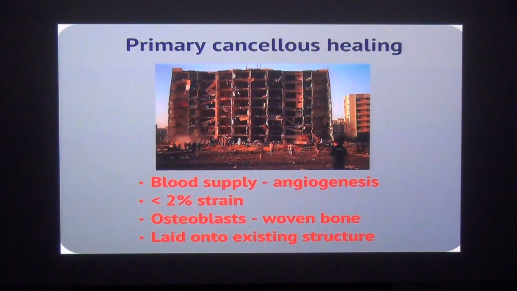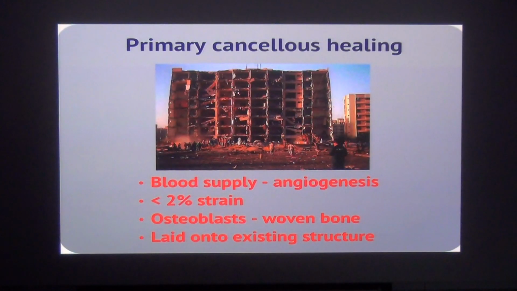So the first thing obviously to happen is, of course, angiogenesis, as it is in any situation. You then get virtually no strain, so it's primary bone healing. It's not endochondral, it's intramembranous. It's osteoblasts laying down woven bone directly into that gap, laid onto the existing structure.